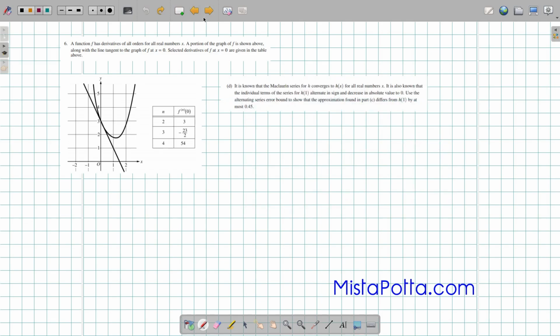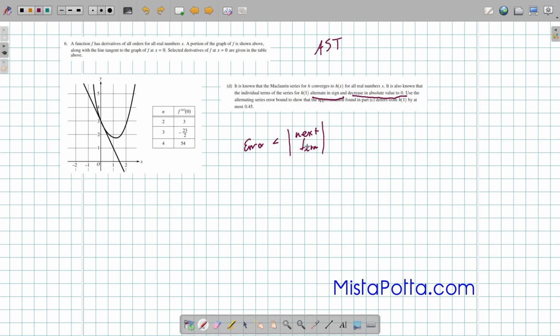Finishing this up on part D, it says it is known that the Maclaurin series for h converges to h of x for all real numbers x. It is also known that the individual terms of the series for h of 1 alternate in sign and decrease in absolute value to 0. This is important because it means the alternating series test makes this converge. So we have the alternating series error bound, and we know that our error is always going to be less than the absolute value of whatever the next term is.